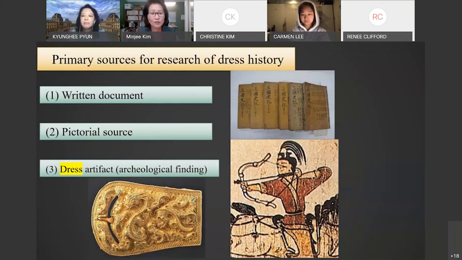Unfortunately, no surviving clothing items remain for today's target period, because the earliest clothing artifact in Korean history dates back to 1302, which is in the Goryeo Dynasty. So we will not see real clothing artifacts for today's lecture. However, we will see some pictorial representations and archaeological findings, like a buckle, in this picture.